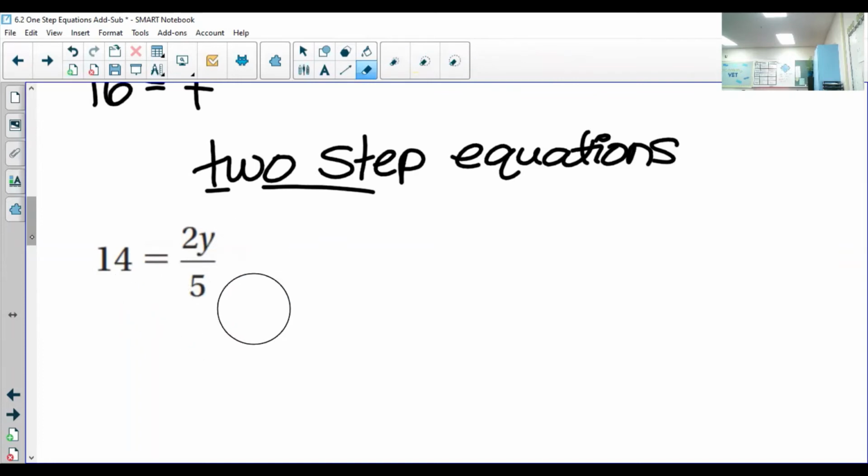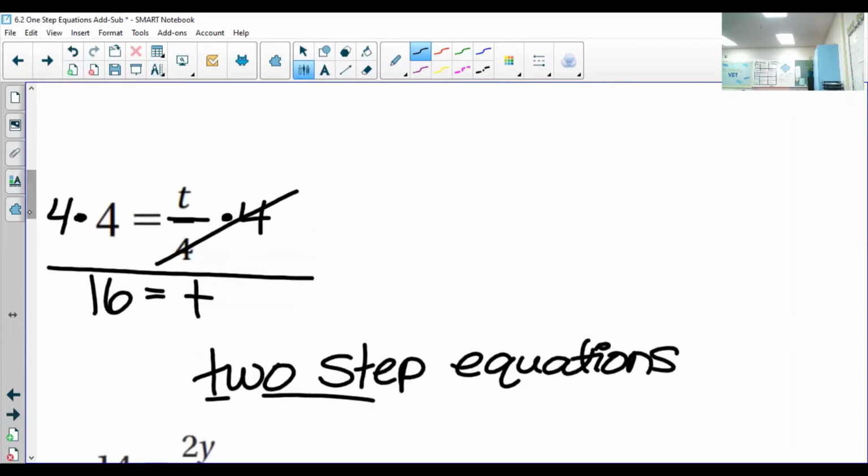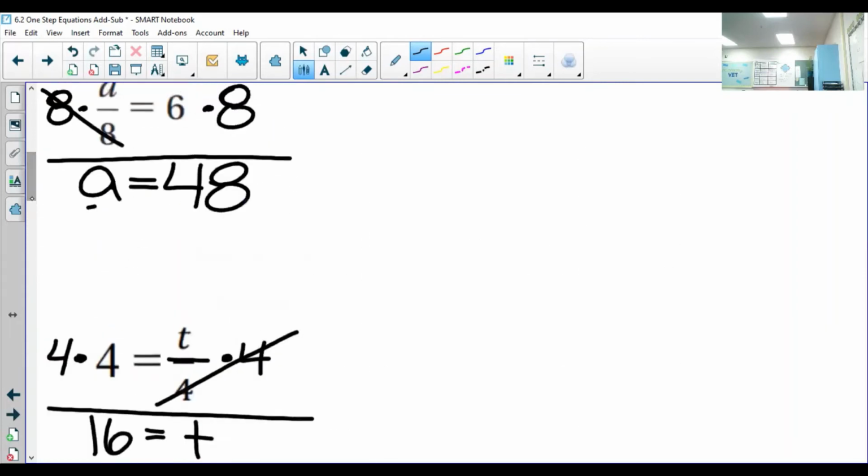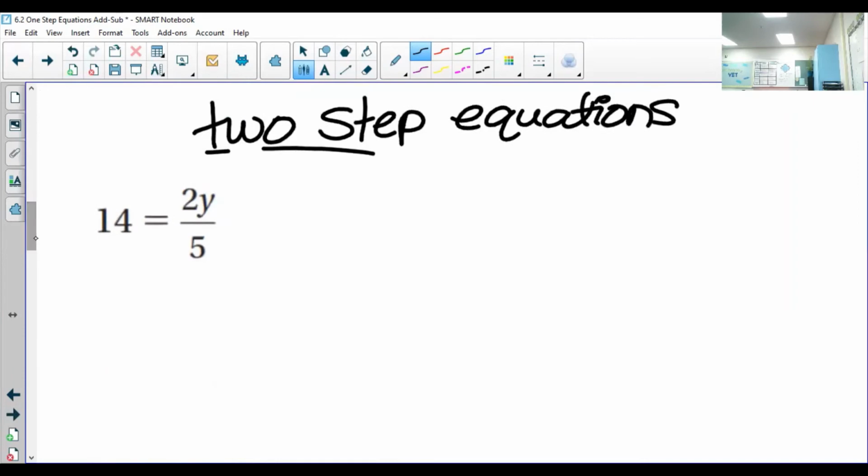So what am I going to do first? Well, the idea is that we need to get the y all by itself, right? Because that's what we did here. We're trying to get the variable, the t, the a, all by themselves. So our end goal is to be y, all by itself on this side. So how are we going to do that? Okay, the first thing you're going to do is undo the fraction. Okay, the divide by 5, we're just going to times by 5 on both sides.